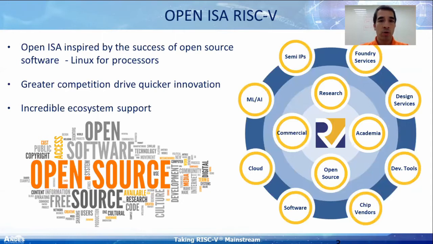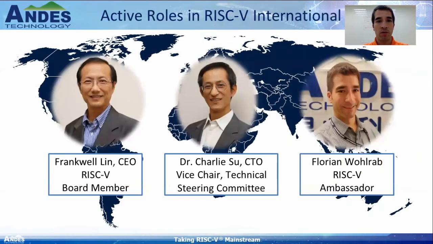Let me share a little bit how, because Andes is a commercial provider, but because we believe in RISC-V a lot, we are also very active in RISC-V. So our president, our biggest boss, Frank Lin, is a RISC-V board member and is actively contributing his time, helping to steer it in the right direction for open source. Then we have our CTO, Dr. Charlie Su. He's a vice chair and he is also heading a technical steering committee. For example, we are working on DSP and vector interrupt controllers, things like this. And then there is also myself. I'm a RISC-V ambassador. However, I'm also in sales for Andes. So just to show you, even though we are a commercial company, we are working very hard to contribute to RISC-V.